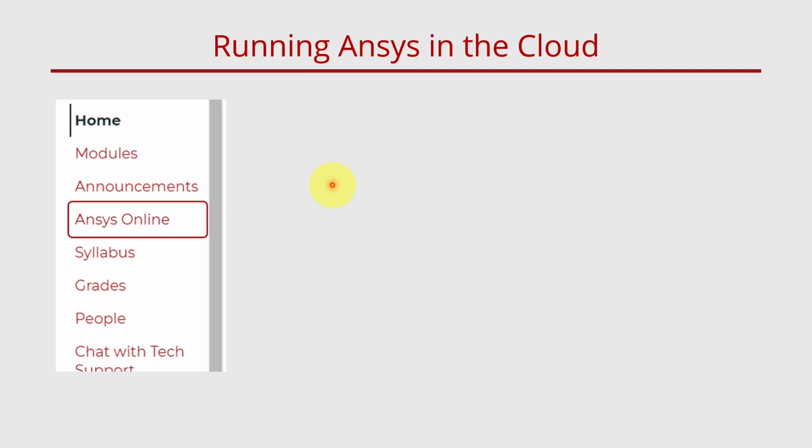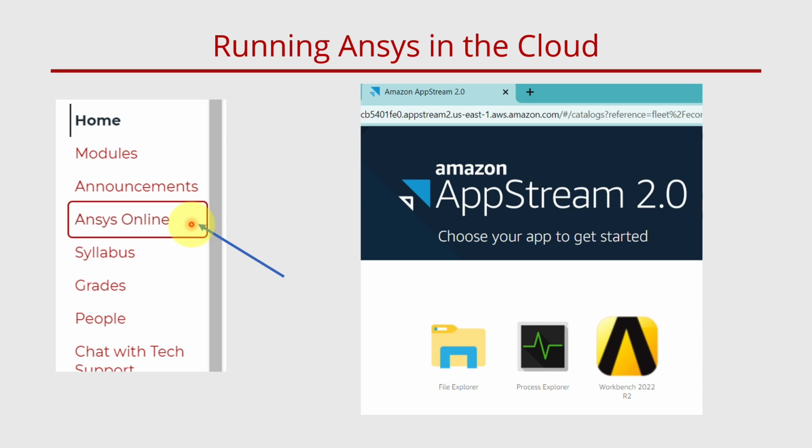In the course, you will see these options on the left, and you have an option called Ansys Online. If you click on that, it'll open up a new tab in your browser, and it'll show you the options available on the remote server. And this is through Amazon AppStream. So you need to click on Workbench. Note that it doesn't say Ansys in the name. That has also confused students, but this is the Ansys logo.